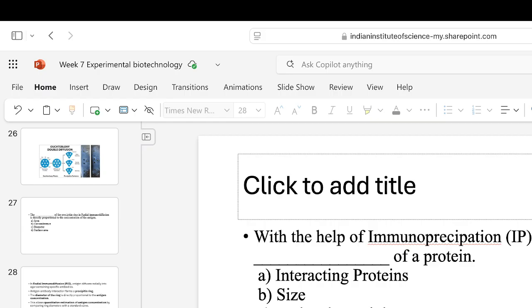Then within the cell lysate, we will add antibodies so that we can capture our protein of interest. Now this will be like a bait and a target. Now after that, we use a solid support that will bind to our antibody, and the protein of our interest will be bound to other interacting proteins. So with the help of this immunoprecipitation method, we can identify interacting partners for a particular protein.